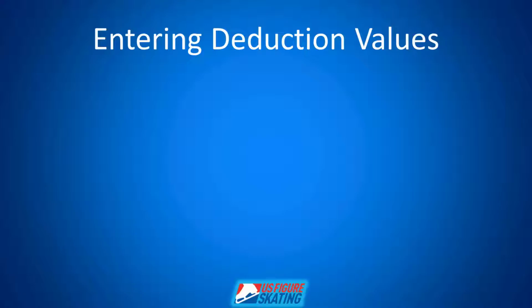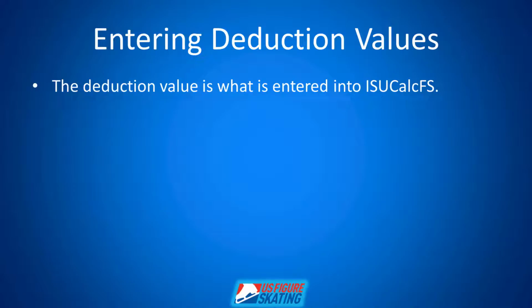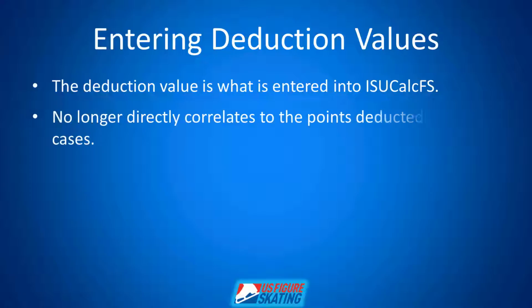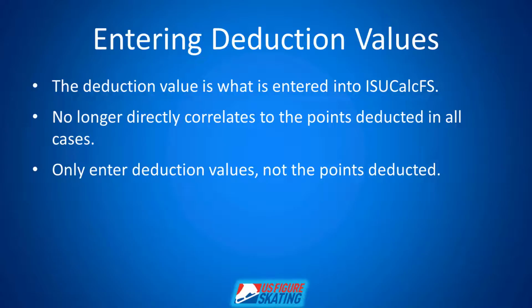What this means for manual deduction entry is that we can no longer assume that the deduction value, that is, the value that we enter into ISUCalc, will always equal the points deducted, as used to be the case. Obviously, if the deduction factor is something other than 1.0, the value entered will be different from the points calculated. For this reason, when entering deductions manually, do not enter the points deducted. Instead, enter the deduction value.